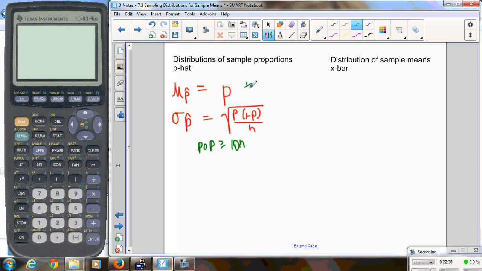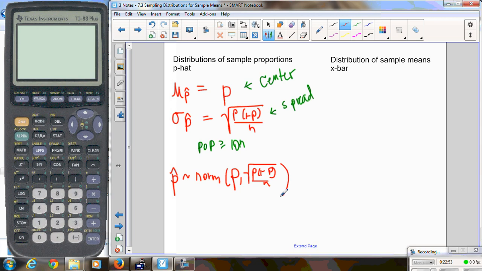So this gives us the center. This gives us the spread. We still need to know the distribution. We need to know the shape. And I can say that P hat is normal with these parameters, P and the square root of P times 1 minus P over N, as long as N times P is greater than or equal to 10 and N times 1 minus P is greater than or equal to 10.